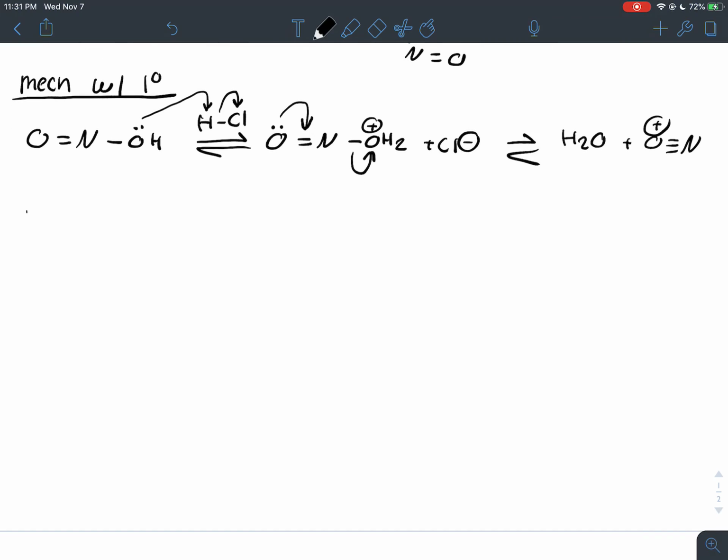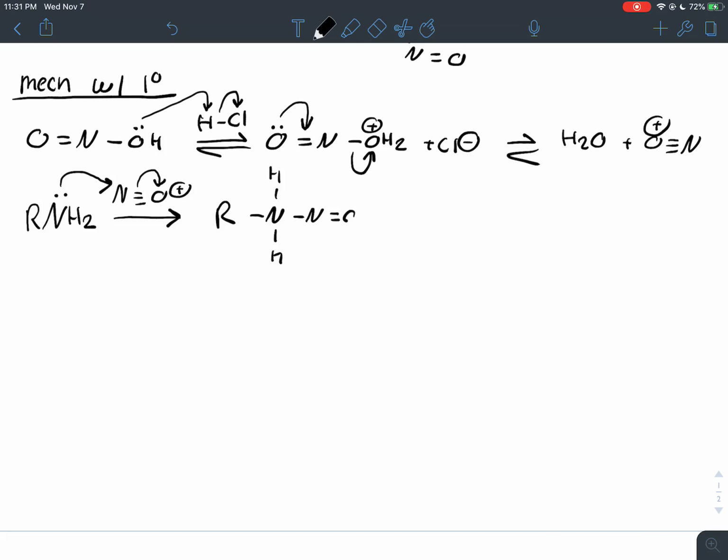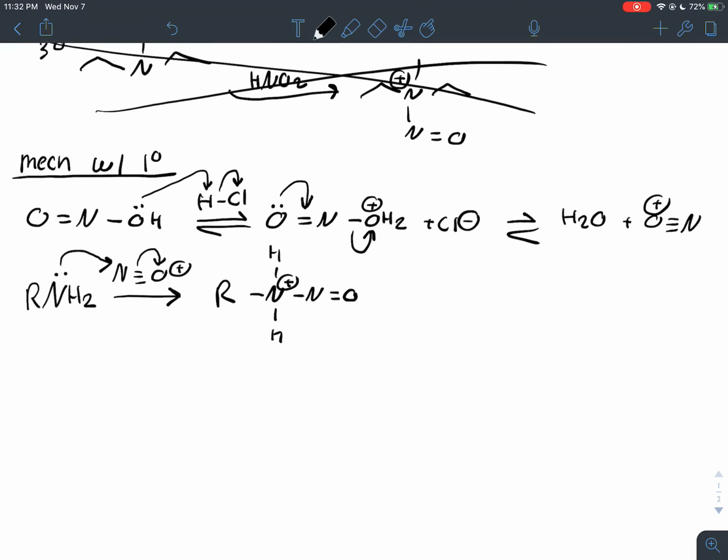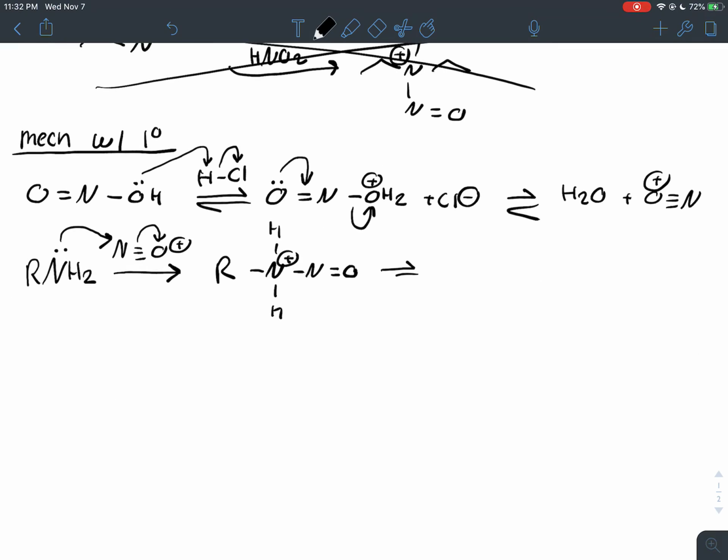Now in step two, we're going to have our amine. Our amine is nucleophilic and it's going to attack the nitrogen. But remember, our goal is to form the triple bond N. So eventually this O has to leave, and the only way it can leave is if we transform it into water. That's exactly what we're going to do.